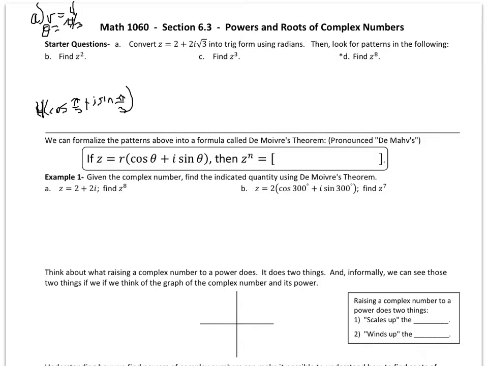Okay, so we want to find z squared. So in other words, we want to just find z times z, right? So that is, do you remember? So if that's z1 and z2, then it's 4 times 4 times the cosine of pi thirds plus pi thirds, or 2 pi thirds, plus I sine 2 pi thirds.